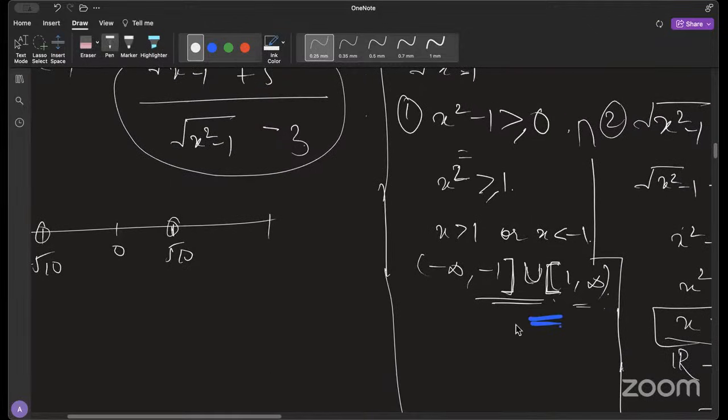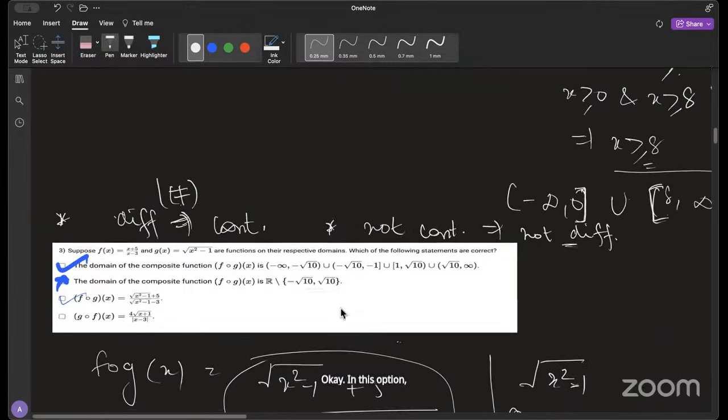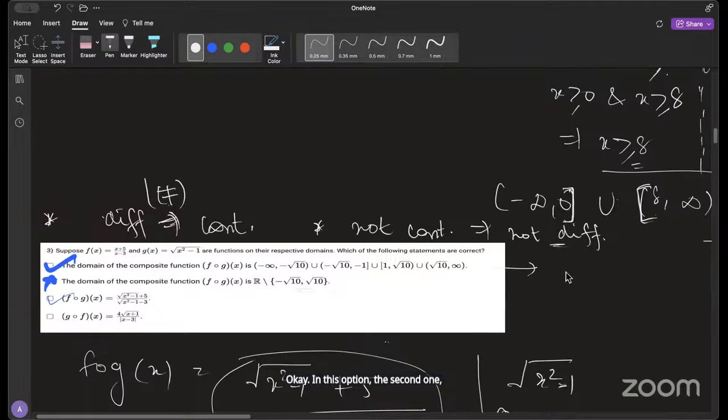In this option, the second one, you don't have minus 1 to 1, right? This part is not in the domain. Whatever is written here, minus 1 to 1 is not a part of this, right? But in the second one, minus 1 to 1 is a part of this, right? So these two are different. Okay. Got it.